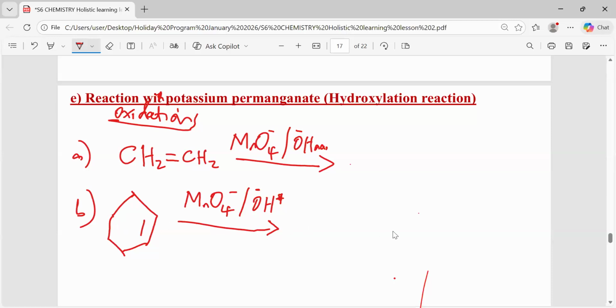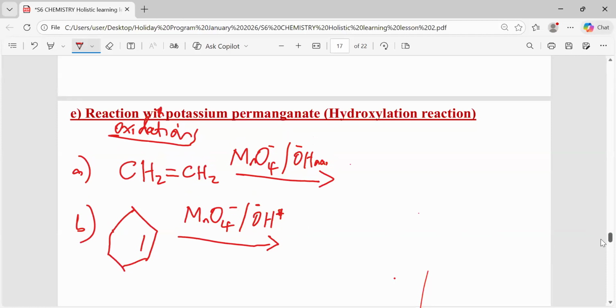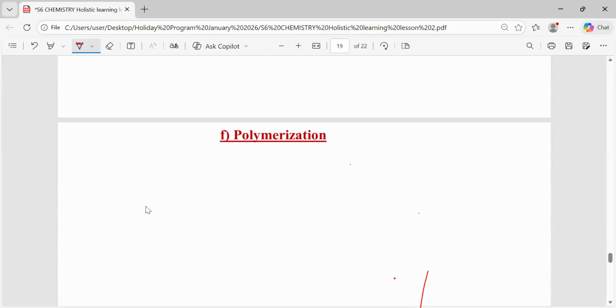Then we have part B. That is for potassium permanganate. I know you have them, but now this is for trying out, hoping that we have noted them down on reaction of potassium permanganate. And then lastly, the last one is polymerization. For polymerization, I'm going to have many ethene molecules.